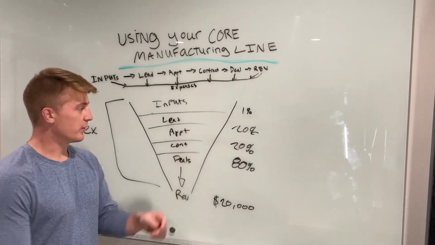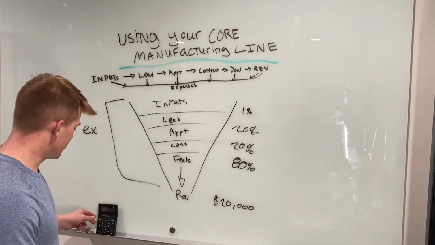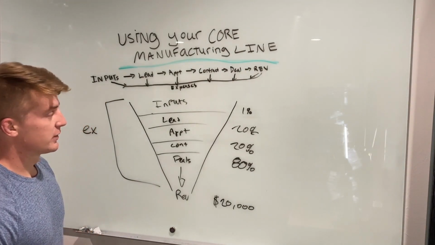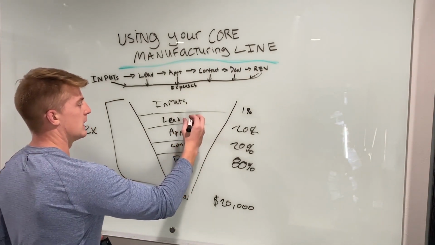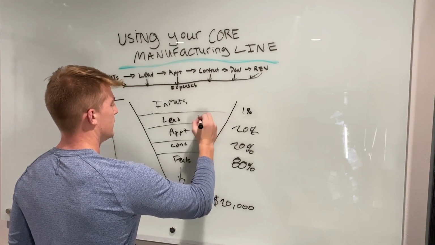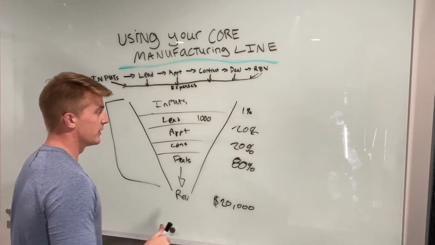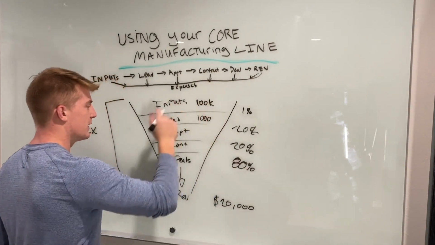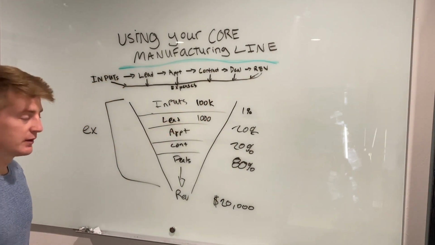So since we're doing the 1% rule, I just pulled out my old man calculator. Let's just say we start with, I want to get 1,000 leads in here. So let me just divide 1,000, 100K. Again, this is a math class here. So 100K inputs gets us 1,000 leads.